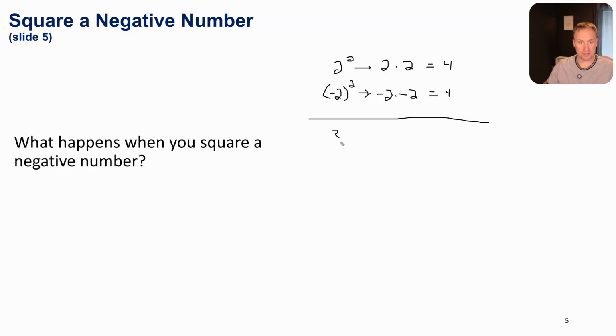Another example of this, if I have 3 squared, that is 3 times 3, which equals 9. Or if I have negative 3 squared, we'll do negative 3 times negative 3. That also equals a positive 9 here.